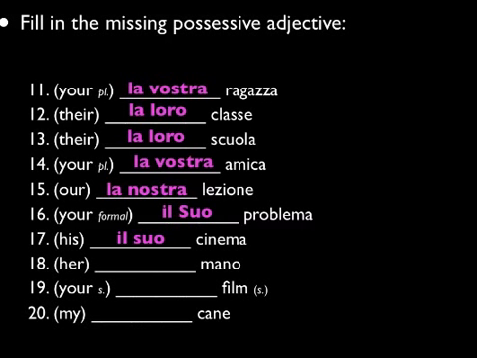18, mano, another deceptive noun. Mano is feminine, so you want to say her hand, it is la sua mano. Film, another invariable noun, but it is singular and it is masculine, so you want to say your film, it is il tuo film. And cane, that is il mio cane.